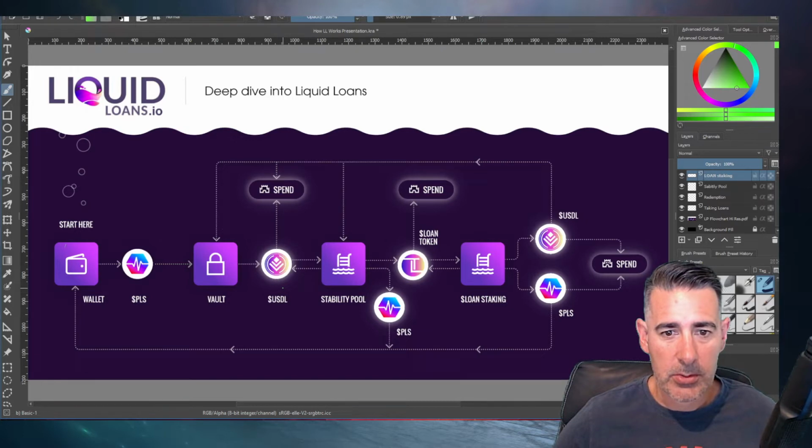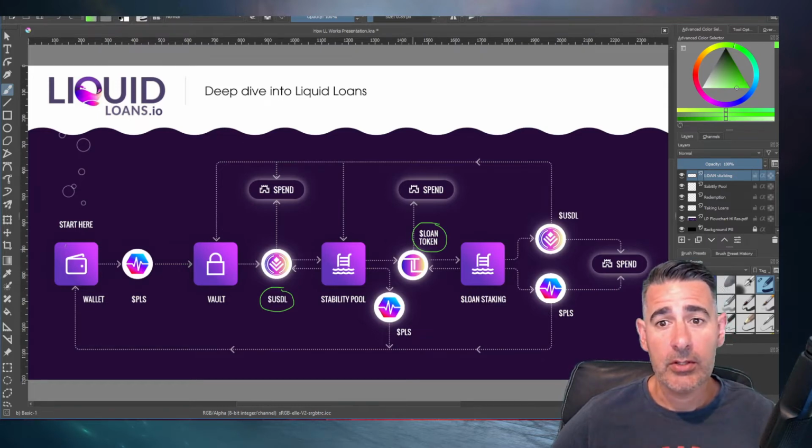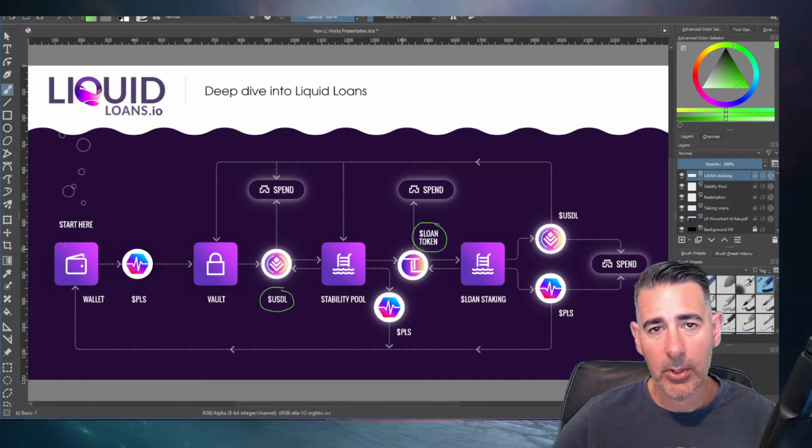But we've got two tokens. We have one called USDL, which is a stablecoin. And then we have one called loan, which is a fee earning token. So it's the secondary token of the system. It plays a very important role, and I believe it'll be a very, very valuable token because it is actually going to generate you a yield. So let's first of all jump back to USDL, and then we'll have a chat about loan.